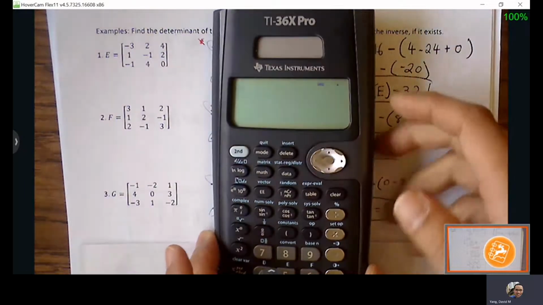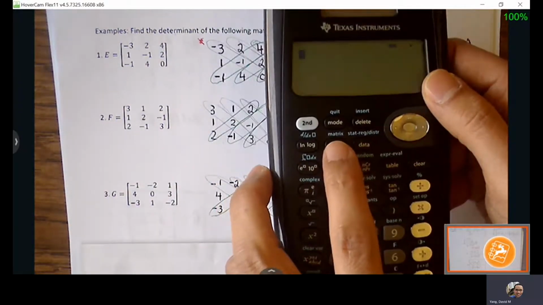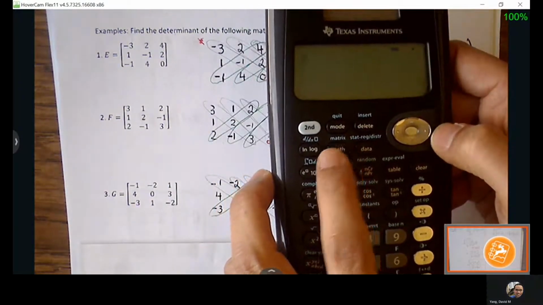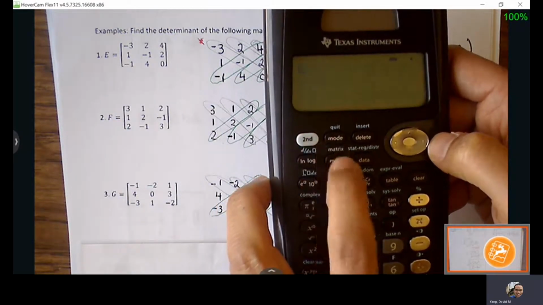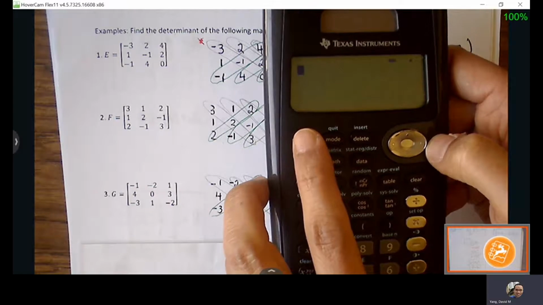So first thing you do is you're going to try to find that matrix button. Do you see that matrix button? It's on the second row there, but it's in blue. So you're going to do second math. Second math will get you to that matrix feature here.